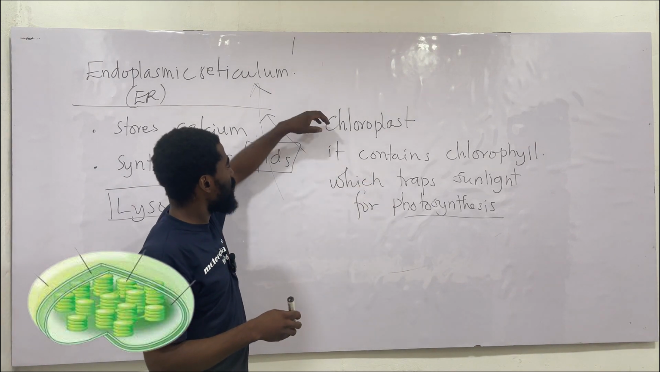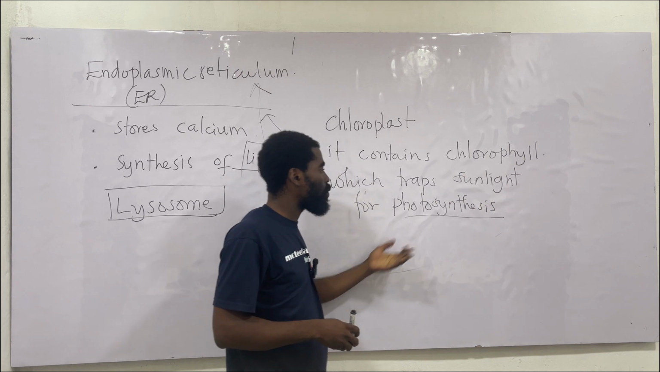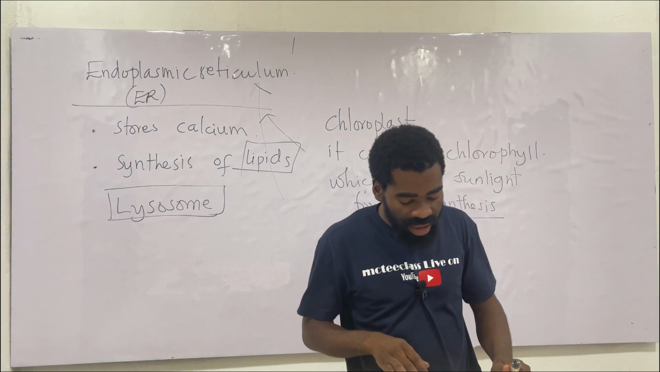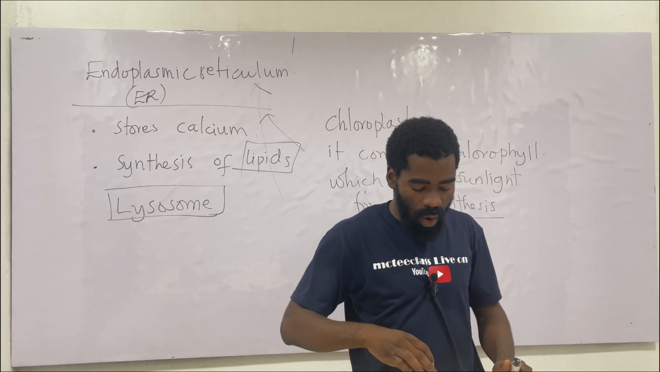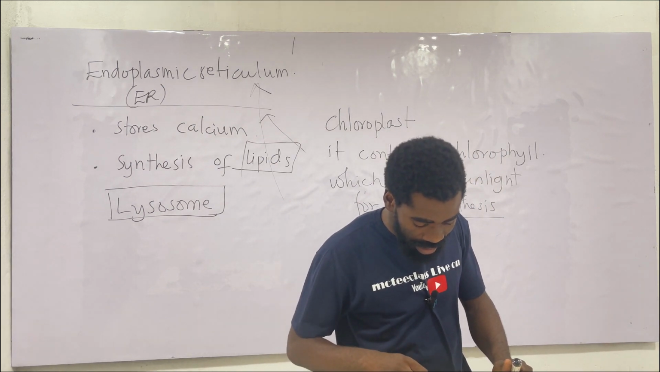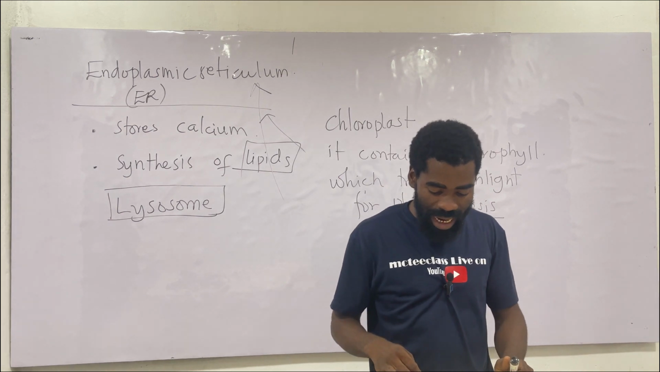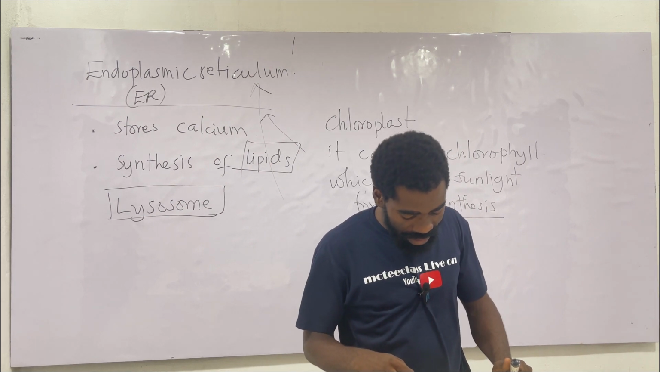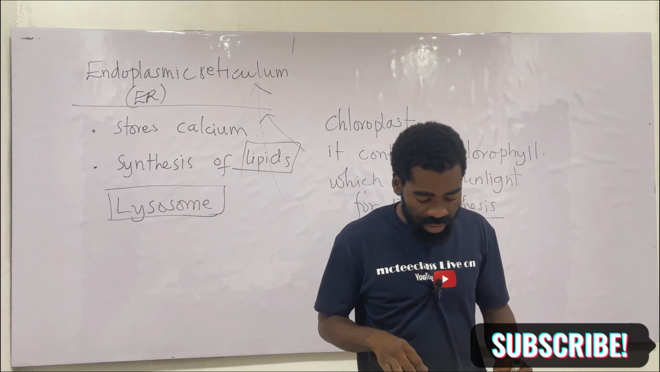If I ask you the function of the chloroplast, this is what the chloroplast does. It contains chlorophyll, which traps sunlight to carry out photosynthesis. So these are the functions of the parts of the cell, or the organelles in the cell. When we meet again, we'll look at the differences between the plant and animal cell, the similarities between them, then the level of organization in the cell. Look at the tissue and those other ones.